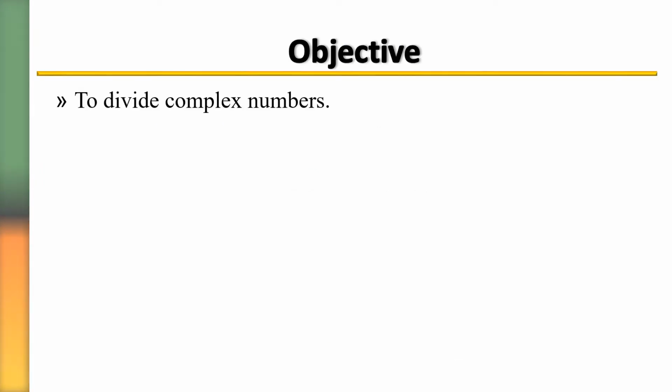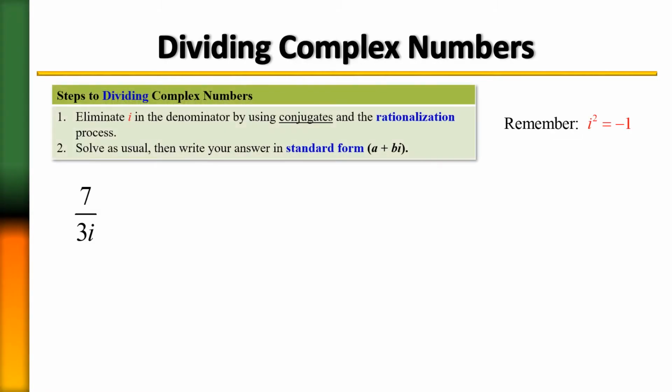To divide complex numbers. Dividing complex numbers. Here's the process for dividing complex numbers. Step 1, you want to eliminate the i in the denominator by using its conjugate and the rationalization process.